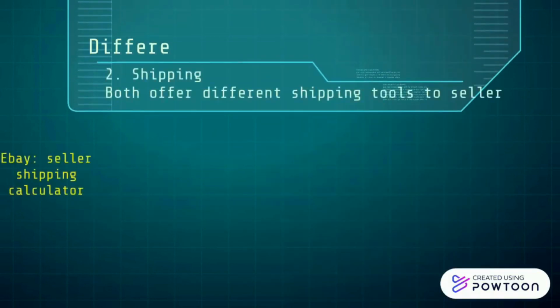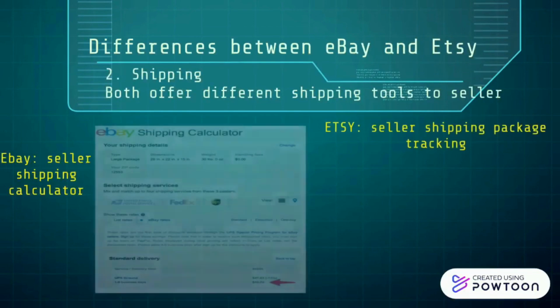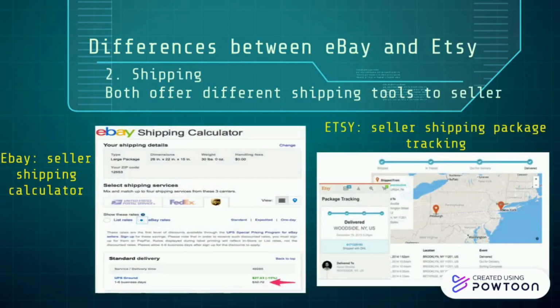The second difference between eBay and Etsy is the shipping tools. eBay and Etsy offer different shipping tools to the seller. In eBay, to make shipping easier, eBay provides a shipping calculator to estimate the shipping cost via different carriers. Etsy provides its own software tools and features to make delivery easy for the seller, such as convenient package tracking so sellers can feel in control.